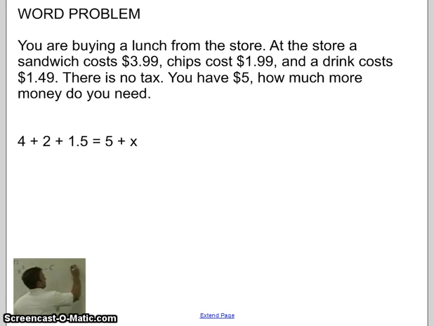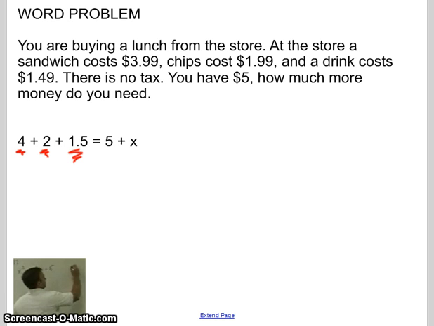Alright, so let's look at a word problem. You are buying a lunch from the store. At the store, a sandwich costs $3.99, chips cost $1.99, and a drink costs $1.49. There is no tax. You have $5. How much more money do you need? Alright, so what we're going to do is round up. A sandwich costs $3.99, so we'll round that up to $4. Chips cost $1.99, so we'll round that up to 2. And a drink costs $1.49, so we'll round that up to 1.5.